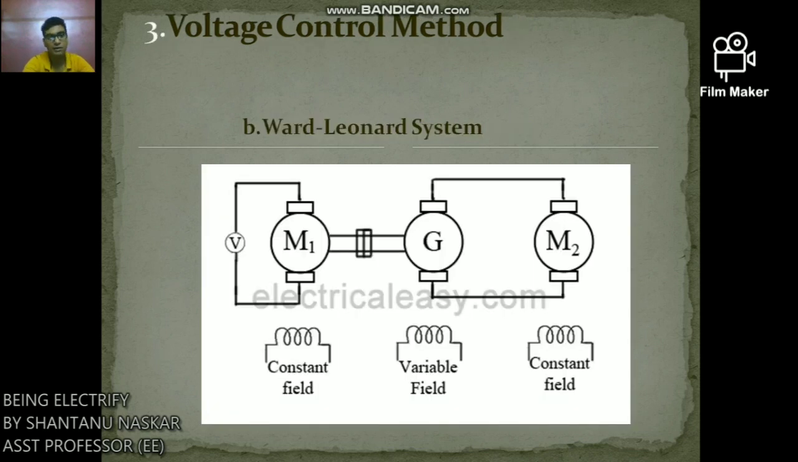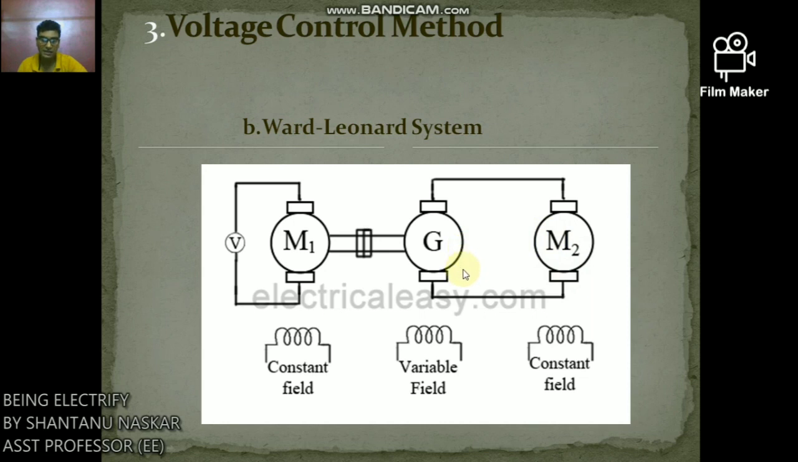Now the very important topic, which is the Ward-Leonard system. So go through this picture clearly. The system is used where very sensitive speed control of a motor is required, for example, an electric elevator and so on. The arrangement of this system is shown in this figure. At right, M2 is the motor whose speed control is required.